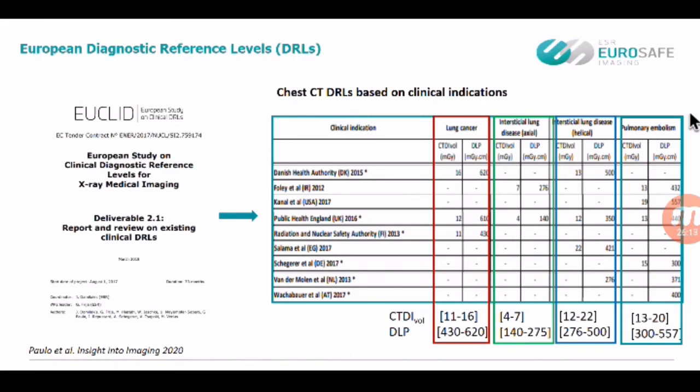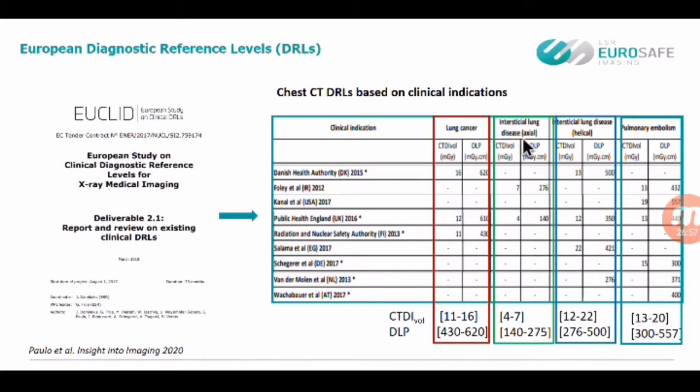And now let's come to a European study. In August 2017, the European Commission launched the EUCLID project, led by the European Society of Radiology, with the aim to establish DRLs based again on clinical indication. A review of the literature from 15 countries was conducted. 12 of these countries were European ones. And here we can see the results concerning chest CT, except the cardiac application. And here I reported the variation in CTDIvol and in DLP for these different clinical indications.